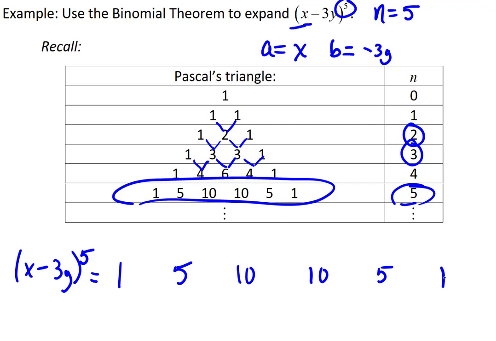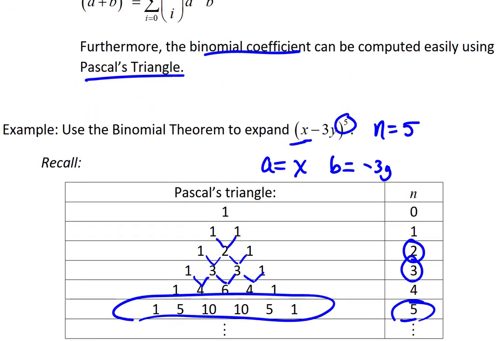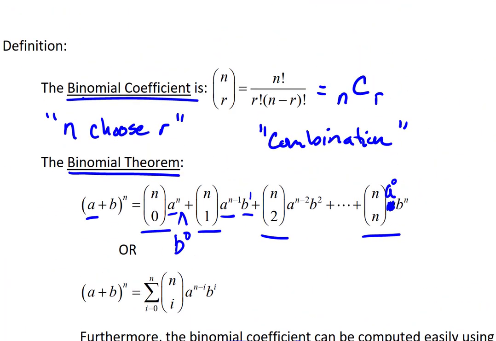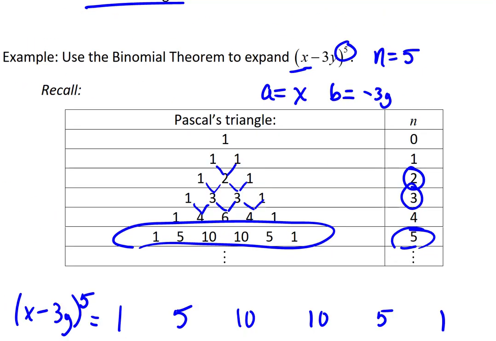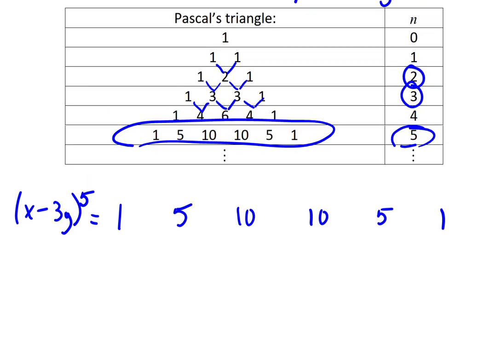Hopefully I've left enough space to fit everything in there. Those are just the coefficients coming directly from Pascal's triangle. They are the binomial coefficients, which could have been computed using the definition of our binomial coefficient with a combination, but we're using the shortcut of Pascal's triangle. Now, given this definition of the binomial theorem, I'll start by putting all the a's in there first. Remember, a was x for this example, so I'm going to put an x after each one of these coefficients.